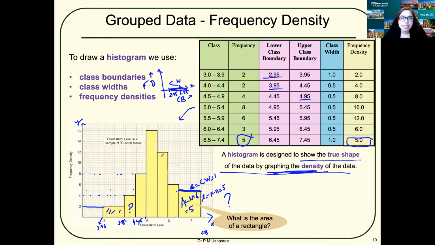Let me take this box, next to it. Yeah, that is better. So what is the length here? Length is the height, isn't it? The frequency density. So the frequency density is 6. And what is the breadth here? The class width. Breadth is 0.5. So what is the area then? 0.5 times 6 is 30.